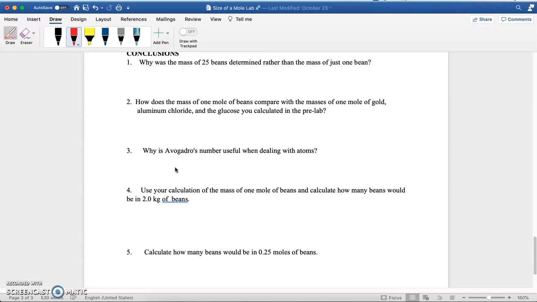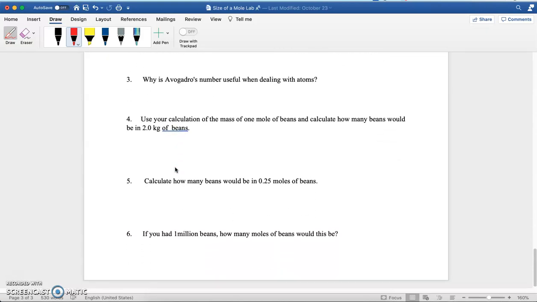But why do we count anything in groups? Why do we use dozens? We tend to count small things in groups because it's easier. So why is it useful when dealing with atoms? Well, atoms are so small, it's useful to count them in groups. The group we choose is the mole, that 6.02 times 10 to the 23rd. Just like we sell eggs by the dozen, we count atoms by the mole. Same concept, just a bigger number because atoms are small.